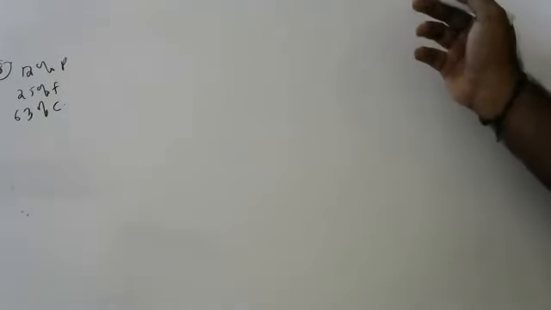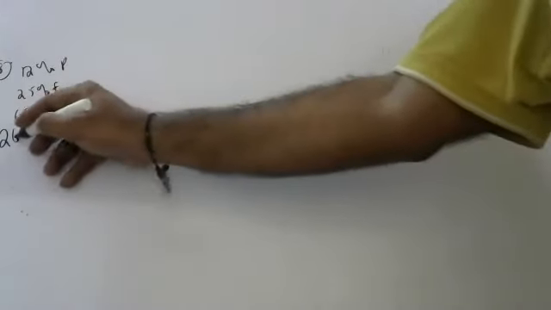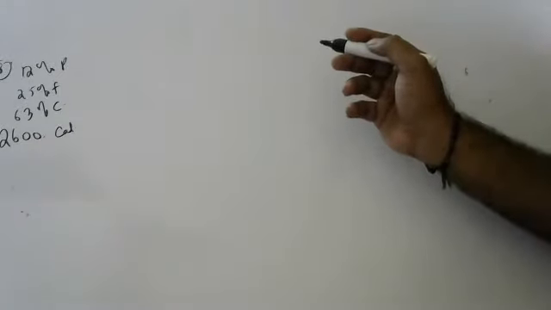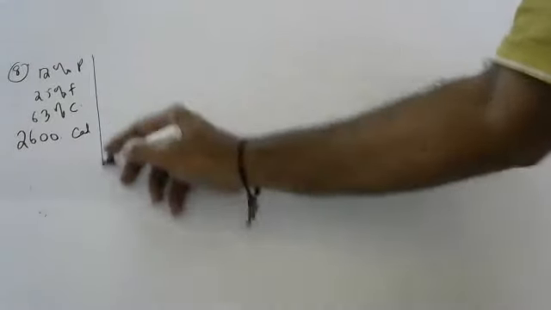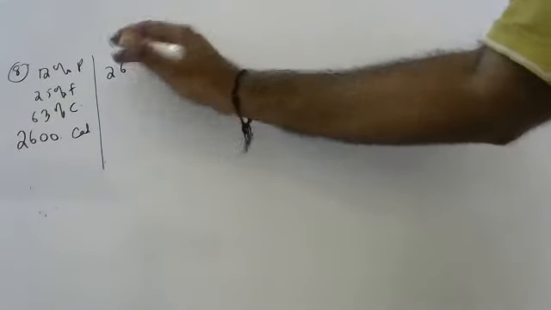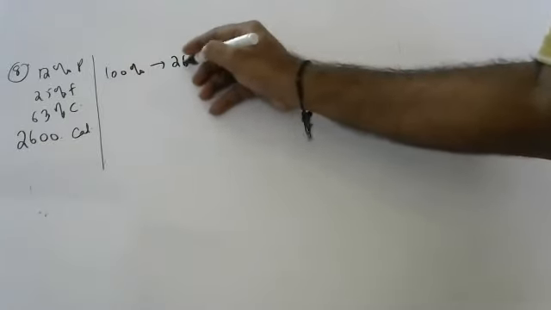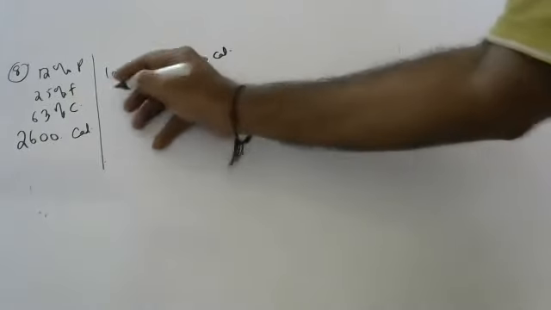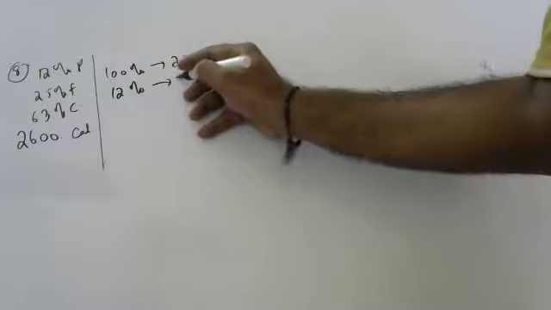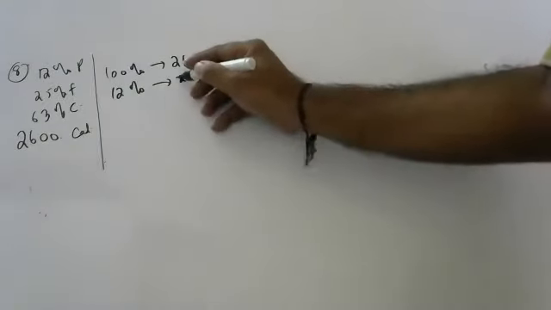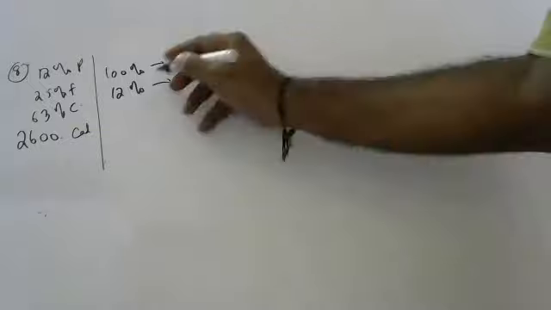If a child is taking daily 2600 calories of food, find the calories amount of each food. 100% is 2600 calories. So 12% is equal to how much? Let it be x; it will give proteins, so we'll put P. Now cross multiplication.